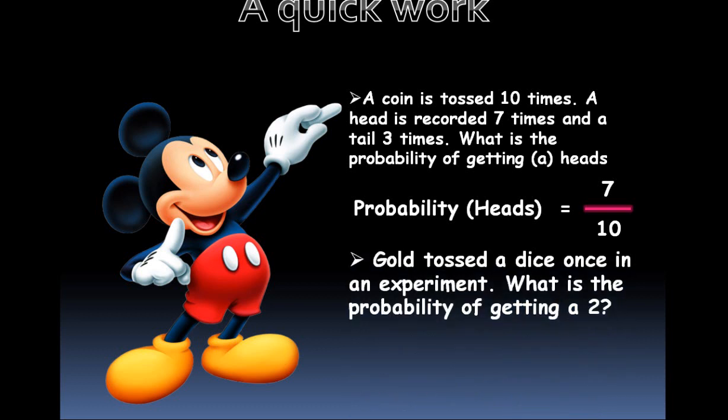Okay, now see another one. You toss a dice once in an experiment. What's the probability of getting a 2? You can pause to answer. Okay, let's continue. The probability will be equal to 1 over 6 because 2 occurs just once in a dice.